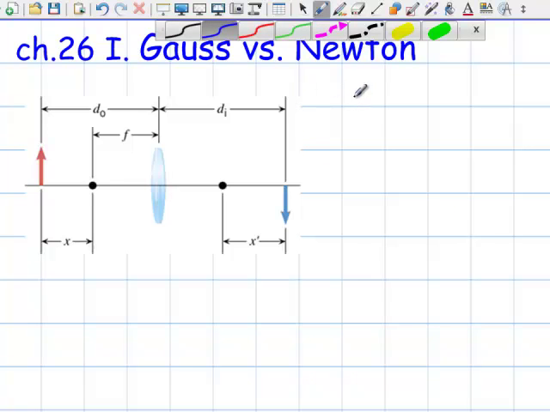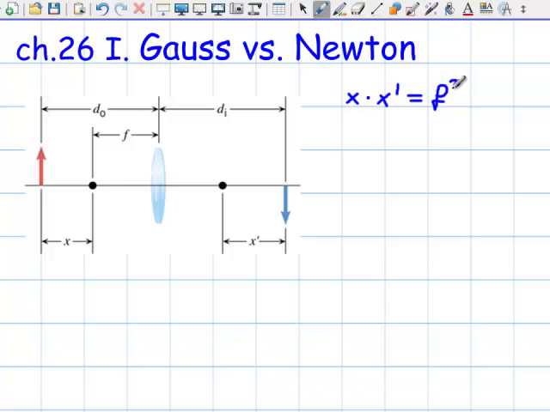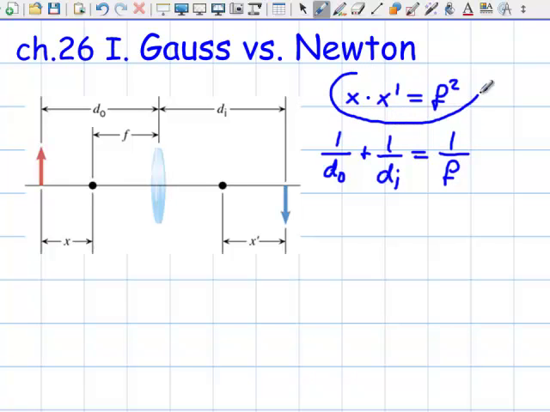So after this algebra, we have to come up with that x, this distance down here, times x prime, this distance down here, equals f squared. And we have to start out with the thin lens equation that we're used to, so 1/dO + 1/di = 1/f. So this is the ultimate goal, but we have to start with this one.